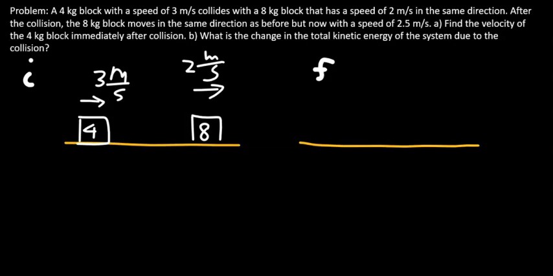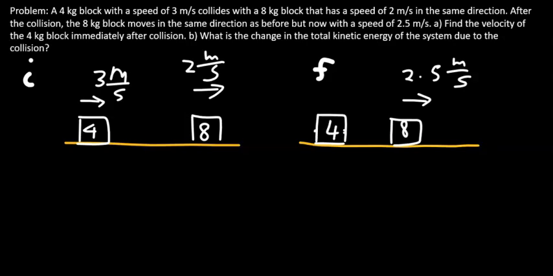The 8 kg block, now it's moving in the same direction, but now with the speed of 2.5 meters per second. We are to find the velocity of that 4 kg block. Let's call this velocity v. Of course, this velocity v can be either to the right or to the left. That's what we want to figure out.